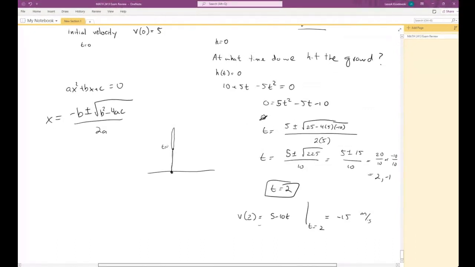And if they had asked for speed, what would your answer be? I don't know if they get that technical. What would the answer be for the question, what's the speed? 15. Yeah, the speed is the absolute value of velocity, right? Velocity could be plus or minus depending on which direction you're going. Plus for up, minus for down.